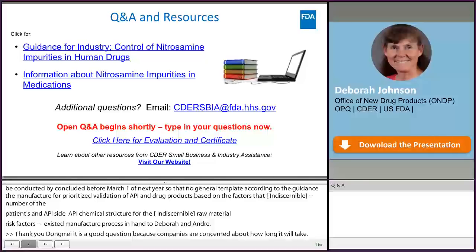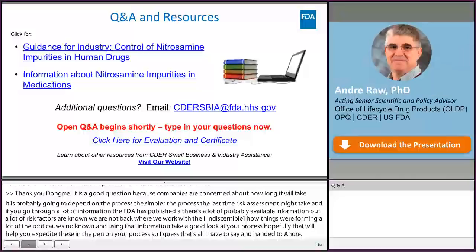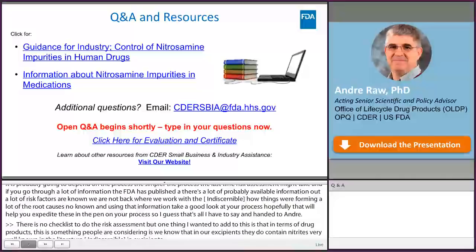Yeah, there's no checklist to do the risk assessment. But one thing I also wanted to add is that in terms of drug products, and this is something people should start considering, we know that inactive excipients do contain nitrites. That's very well known in the literature. They're quite ubiquitous in excipients. We can see them at hundreds of parts per million levels, even higher, and highly variable. So that should definitely be considered in the context of a risk assessment.